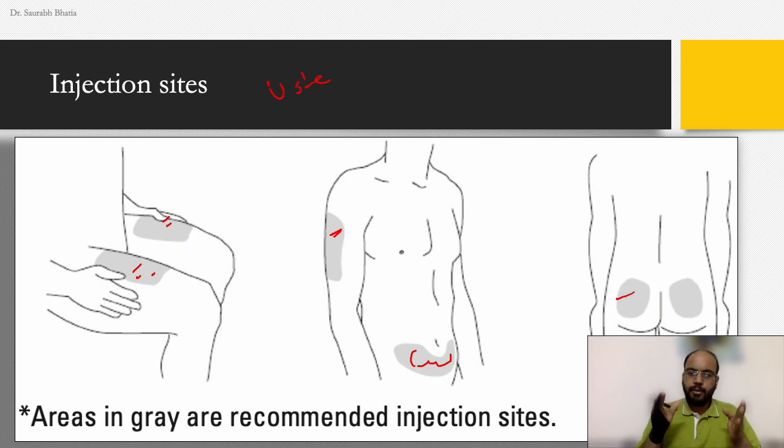So the concept for injectable biologicals remains the same: you have to use 2 different sites, you have to keep on rotating the site, and you have to mention what site you are injecting at what instance. You cannot inject if the site is red, bruised, inflamed, erythematous, firm, tender, or if it has a psoriatic plaque on it. So you cannot inject on those sites.